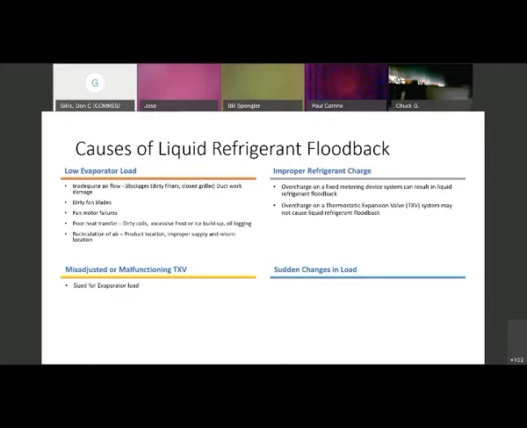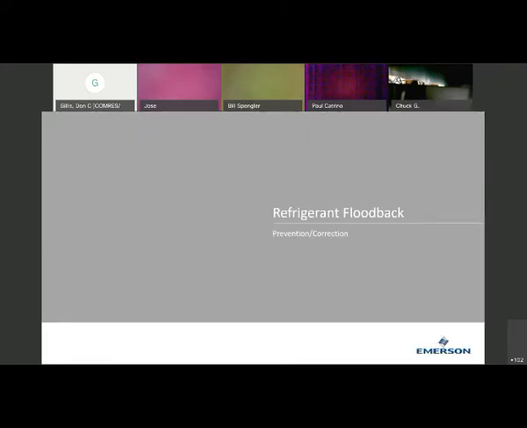Misadjusted or malfunctioning TXV, maybe it's not sized for the evaporator load. Bulb installation, that's a big one. And cleanliness of tube. External equalizer, foreign material possibly. Superheat setting, is it too high? Is it too low? Sudden changes in the load, hot gas or reverse cycle defrost, heat reclaim or reheat, possibly a condenser fan that's cycling on and off. We've got low ambient or something of that nature, and then the evaporator fan switch. So how are we going to prevent refrigerant floodback?